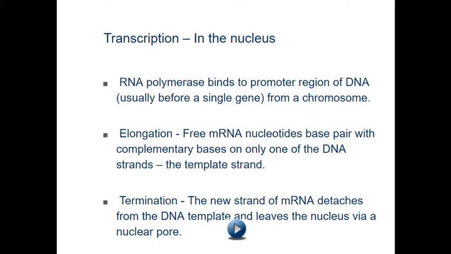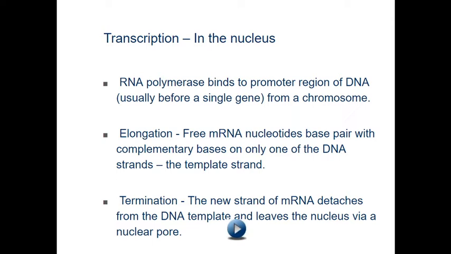The second step is elongation. This is where free mRNA nucleotides base pair with complementary bases on only one of the DNA strands, which is the template strand. The third step in transcription is termination. Termination is where the new strand of mRNA detaches from the DNA template and leaves the nucleus via a nuclear pore.